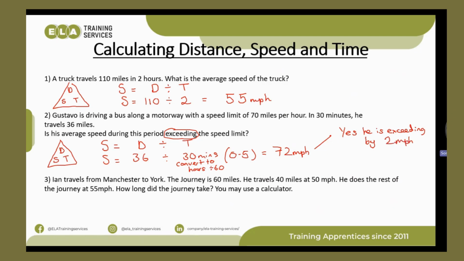And then our last one. Ian travels from Manchester to York. The journey is 60 miles. He travels 40 miles at 50 miles per hour, and he does the rest of the journey at 55 miles per hour. How long did the journey take?